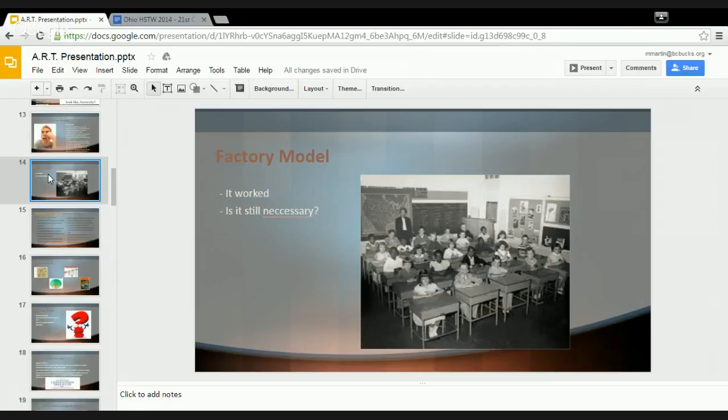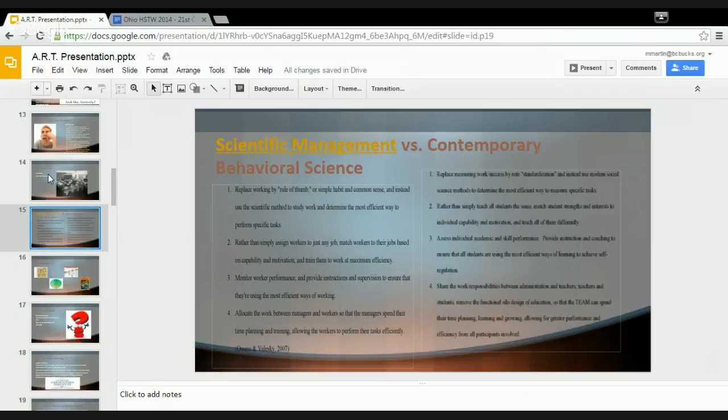The problem is, it's no longer necessary. It doesn't fit the needs of our economy today. It doesn't fit the needs of our students today. And because of that, again, I come back to the fact that we're becoming dangerously irrelevant. So as we think about that factory model, here's something I'm just throwing out there that's on my Google Plus page, and it's caused some good debate: this idea of the factory model of scientific management versus what I call a contemporary behavioral science.